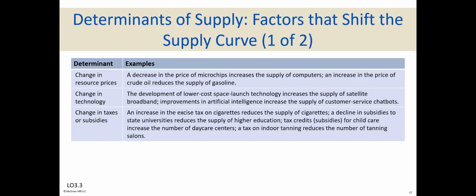Change in taxes or subsidies. An increase in the excise tax on cigarettes reduces the supply of cigarettes. A decline in the subsidies to state universities reduces the supply of higher education. Tax credits, which are a subsidy for child care, increase the number of daycare centers. A tax on indoor tanning reduces the number of tanning salons.